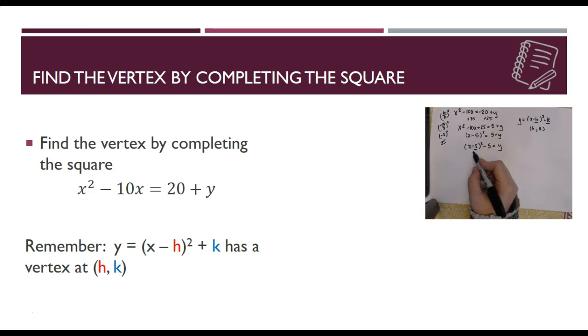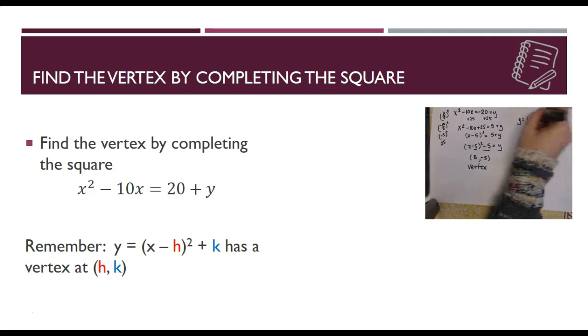That's the x coordinate. And then whatever my plus k is on this side, which in this case is a minus 5, is my y value. So I can go ahead now to find the vertex, and I know that it's at 5, negative 5. And that's where the vertex of this parabola is located. Make sure that you have this written in your notes. It's a very important piece of being able to work through this chapter.